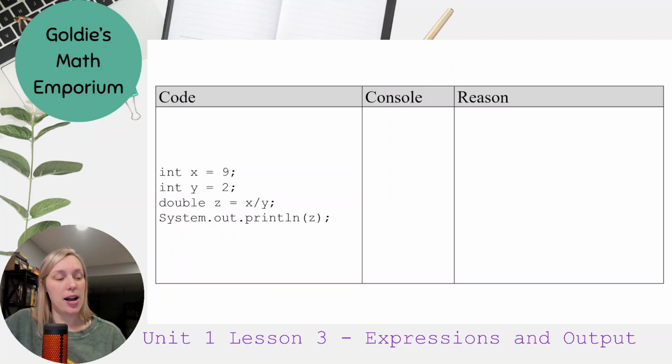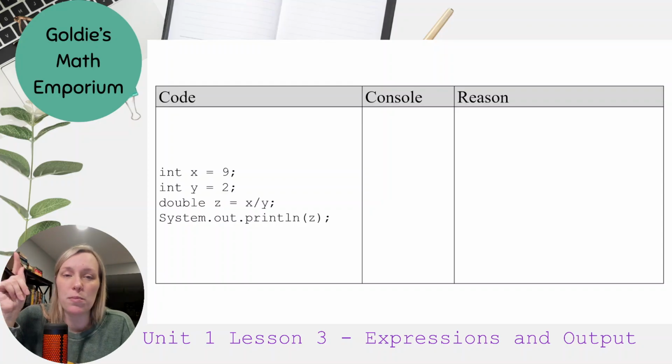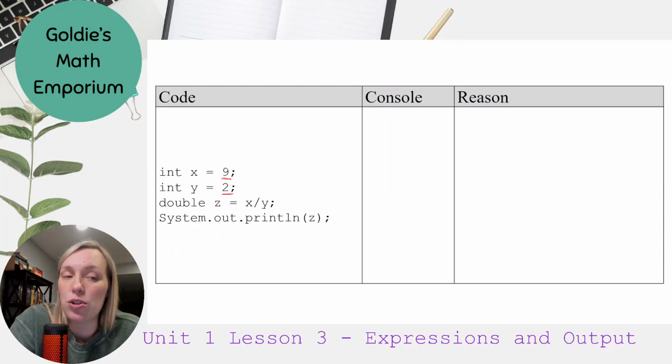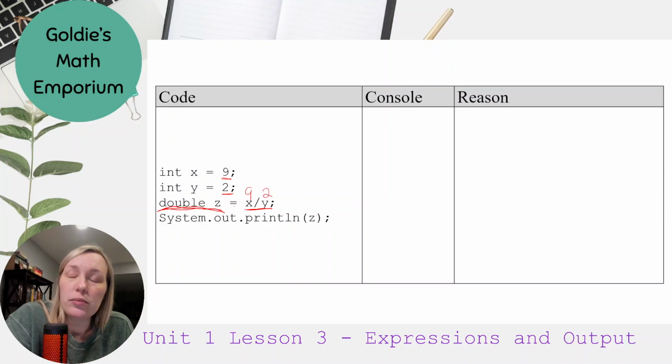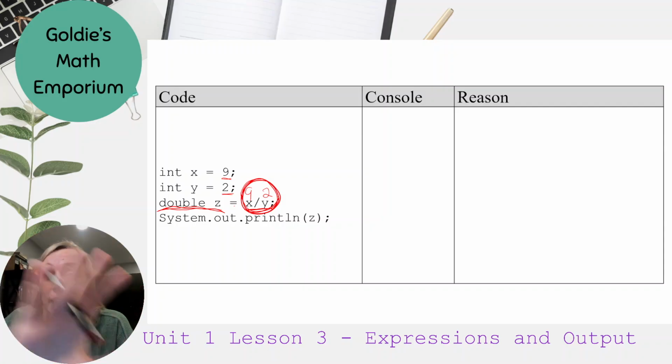What if we start mixing some types? Okay, so before we get into mixing integers and doubles, let's look at one more example here. I have an int x equals 9, int y equals 2, and then I have 9 divided by 2, but that's going to be stored in a double variable. Okay. So what happens? Well, 9 is an integer, x is an integer, and y is an integer. And what Java does is it always evaluates this first. So it doesn't even look at storing it in z yet, right?